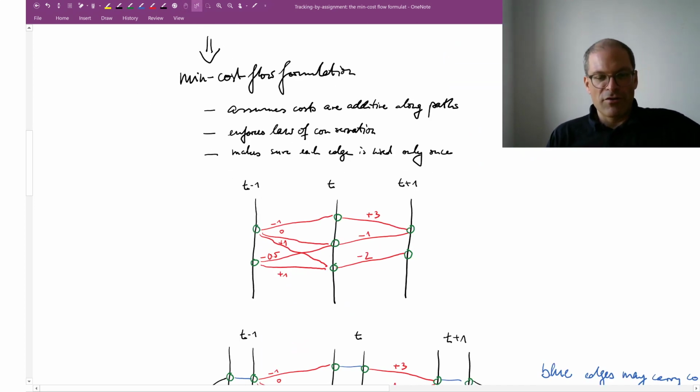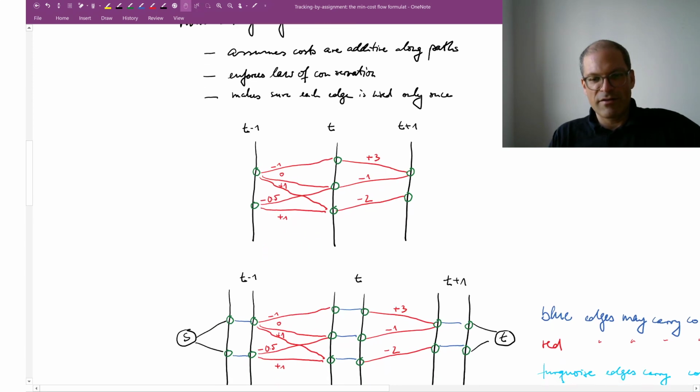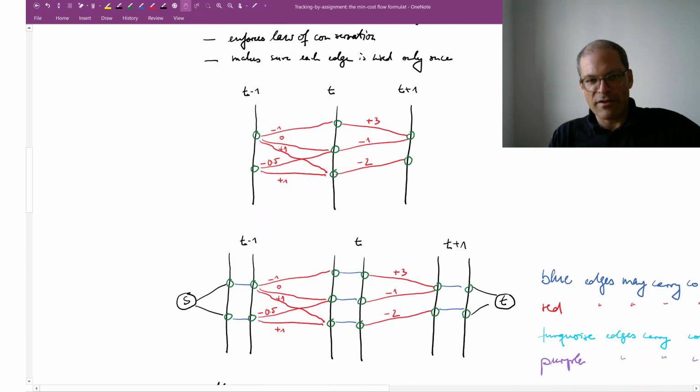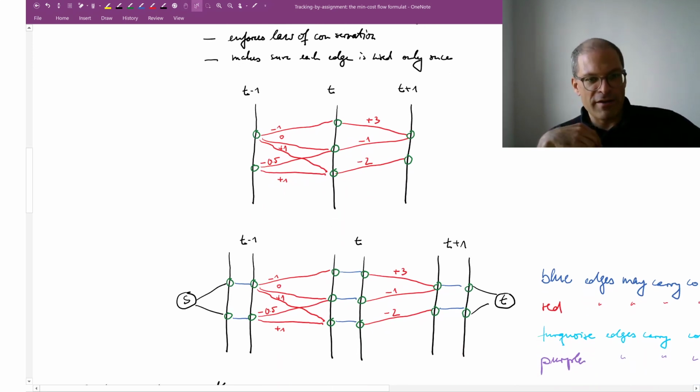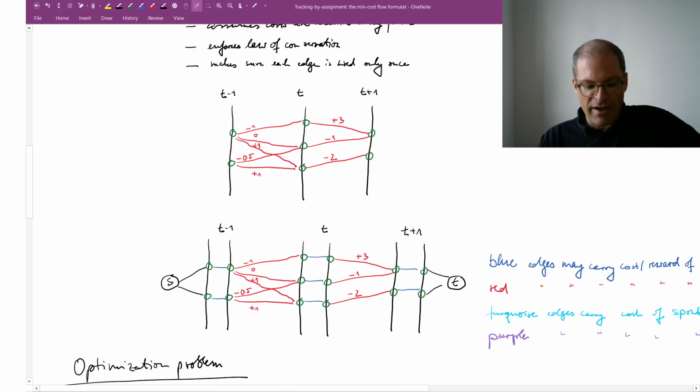Good, so here's just a copy of the same graph, and now I've made this graph a little bit more complicated. I have replicated the detections at t-1, I've replicated the detections at t, and I have replicated the detections at t+1. Why? Because so far I had numbers written on these edges, but sometimes I also want to express that some detections are more plausible than others.